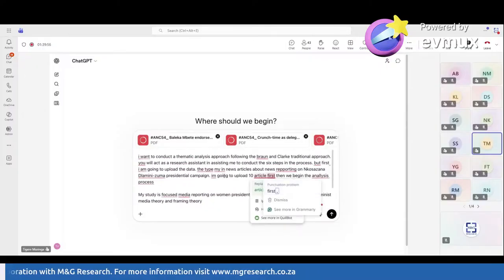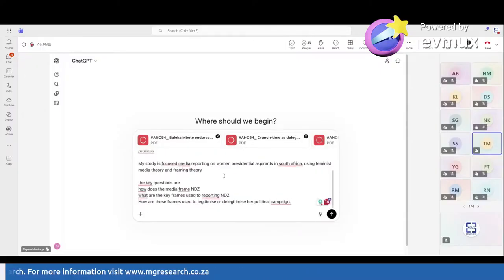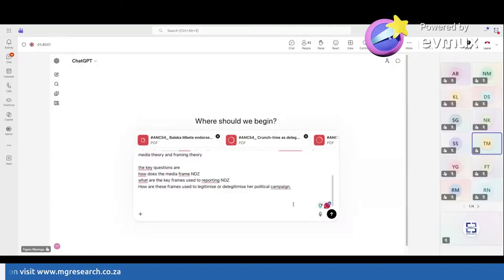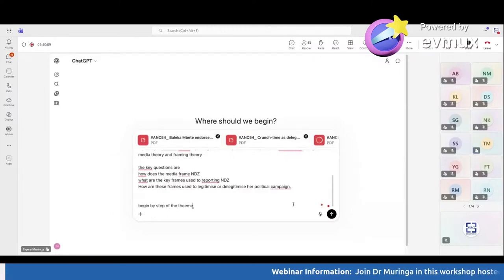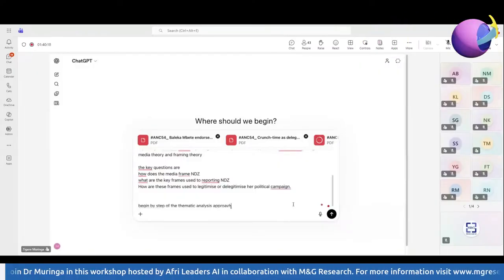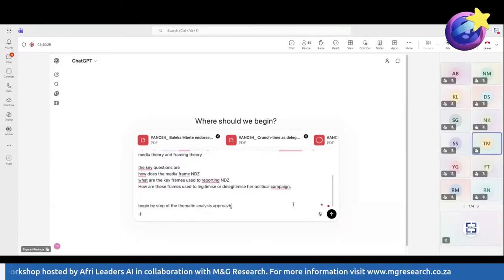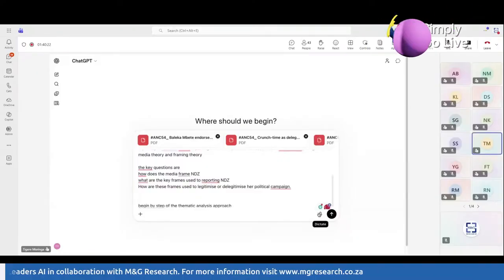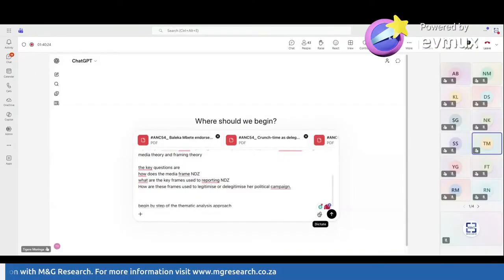Right, but there's another prompt that is coming to my mind. So let's say, begin by step 1 of the thematic analysis approach. And step 1 is familiarization, right, that we have in relation to our key questions. Then we click here. Let's see what the output is going to be.